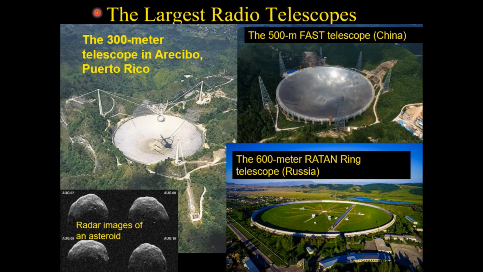These are some of the largest single radio telescopes. In Puerto Rico, there's a 300-meter diameter dish. So again, the size of this thing is more than 3 football fields in diameter. China has recently built one even bigger than that, the 500-meter radio telescope. And in Russia, there is a radio telescope that, instead of a solid dish, is a ring that has a total diameter of 600 meters. So these are enormous observatories.